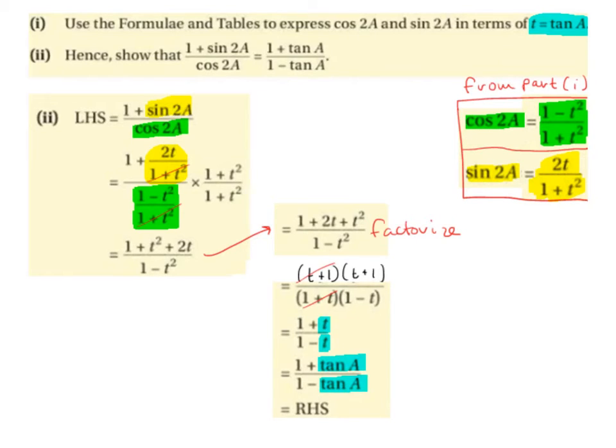We have t plus 1 in the numerator and the denominator, so they can cancel each other out. So you're left with t plus 1 in the numerator and 1 minus t in the denominator. So we end up with 1 plus t divided by 1 minus t. And remember, we let t equal tan of a. So we're going to swap each of those t's now for tan of a. So we get 1 plus tan of a divided by 1 minus tan of a. And that is equal to the right-hand side. And that is what we were asked to show.